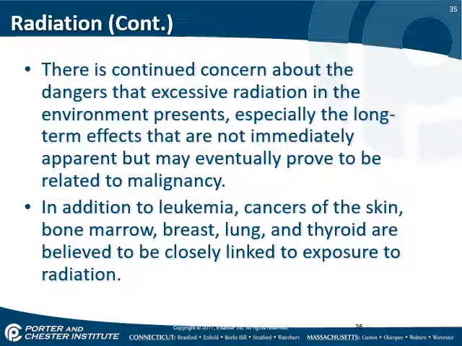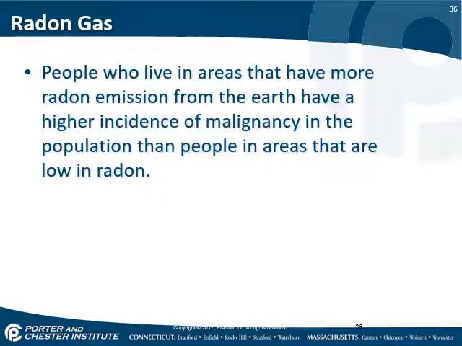There's continued concern about the dangers of excessive radiation in the environment, especially long-term effects that are not right away apparent, but eventually can be related to malignancy. In addition to leukemia, patients can develop cancers of the skin, of the bone marrow, the breast, the lung, and the thyroid. And these are all thought to be linked to exposure to radiation. And then there's Hiroshima. Remember the atomic bomb dropped in Hiroshima, and it was found years later that there was a high incidence of leukemia in people who were present.